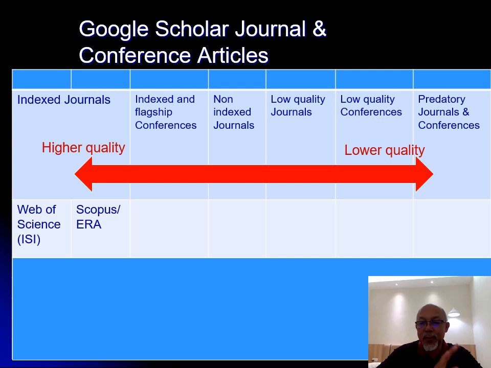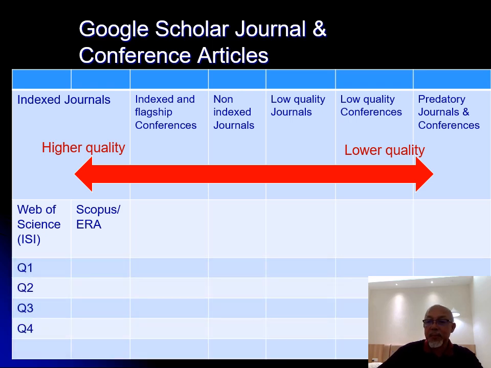We have seen this in a previous video, and I'm not going to discuss it further. The other reason why it is important for us to know the quality of the publication is that later, when you have done your research and you want to publish, you can look at this and see whether you are publishing in predatory journals or low quality conferences, compared to index journals or flagship conferences.